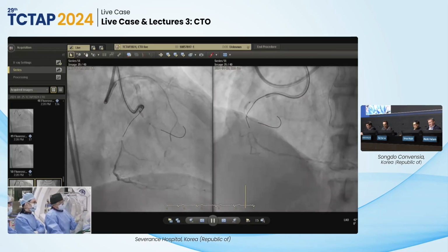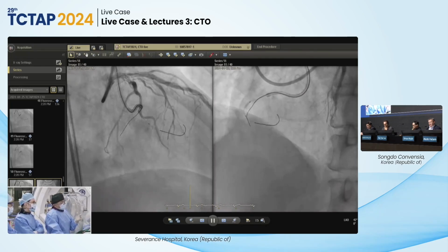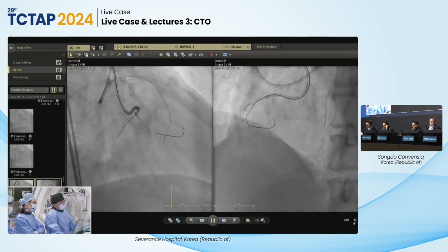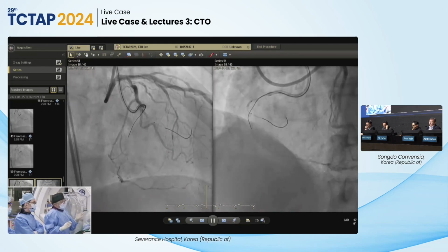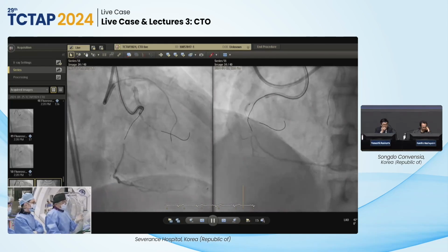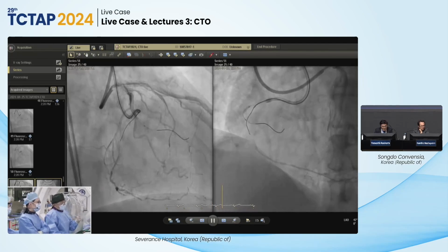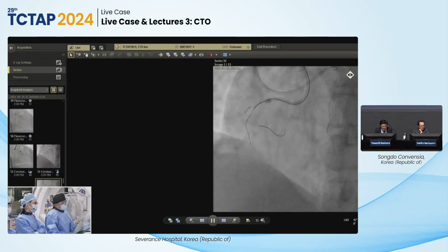And this is the contralateral injection. So it's quite good. The wire tip is a little bit deviated, but anyway, there is a chance to negotiate into the true lumen. Next one.